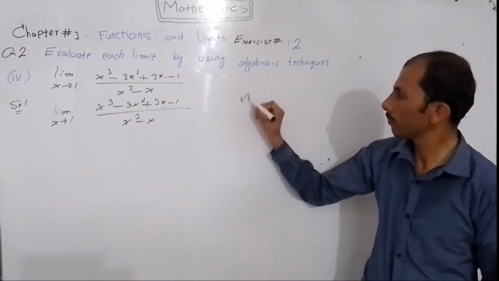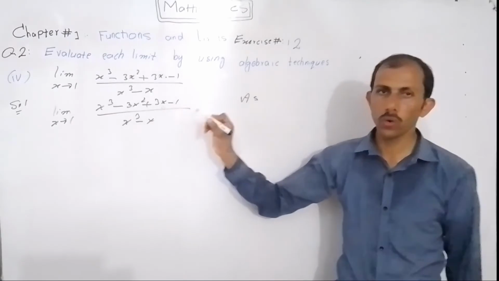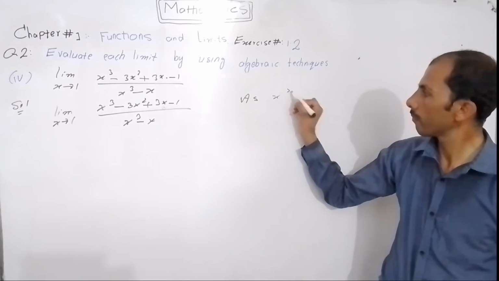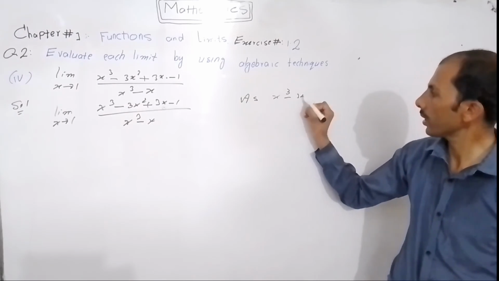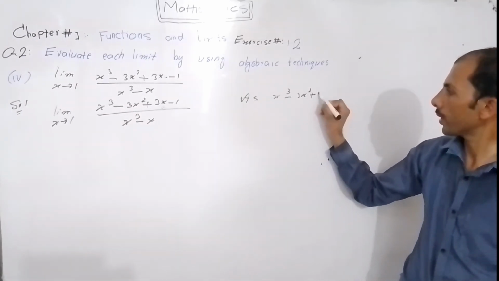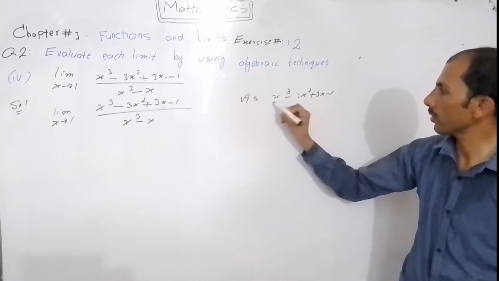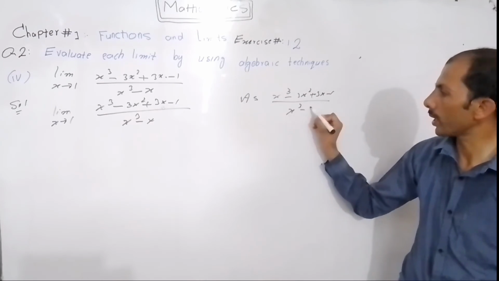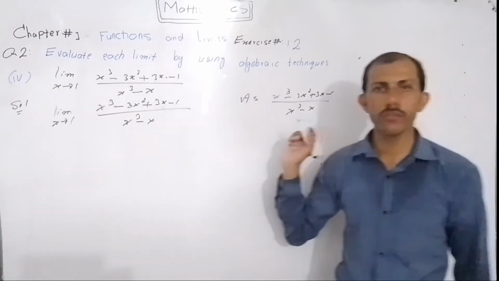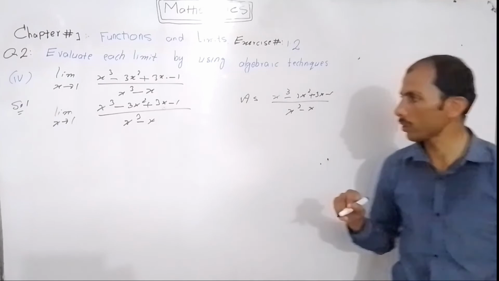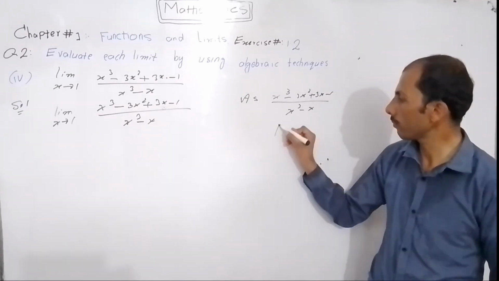As (x cube minus 3x square plus 3x minus 1) divided by (x cube minus x) is of 0 by 0 form if we put x is equal to 1.